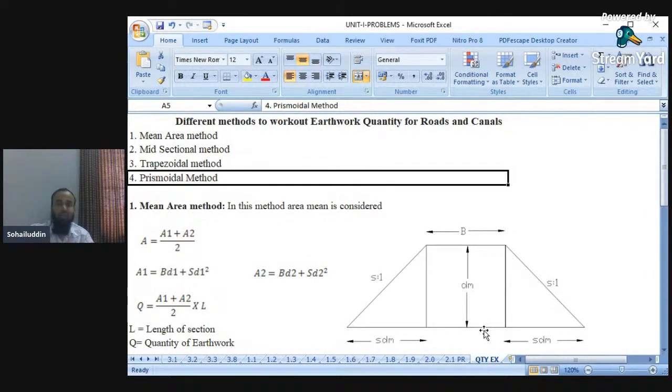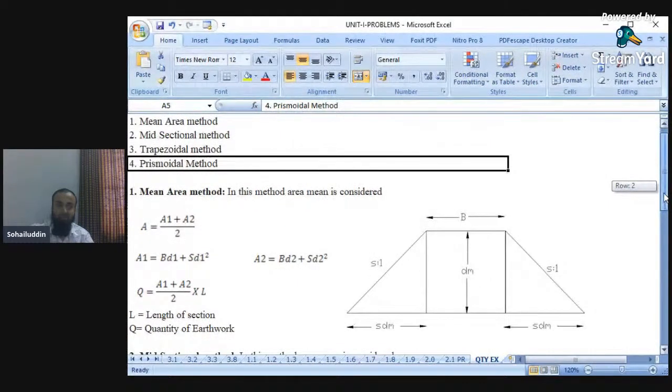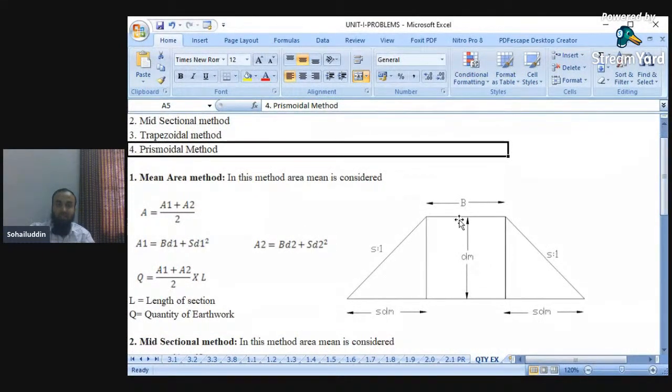Here is a small figure in which we have to find the area of a trapezoid. B stands for the width. This is the width of the top, where we are laying the roads. So the width of this is nothing but B, capital B, whereas we are considering this as the mean depth, or only as depth.